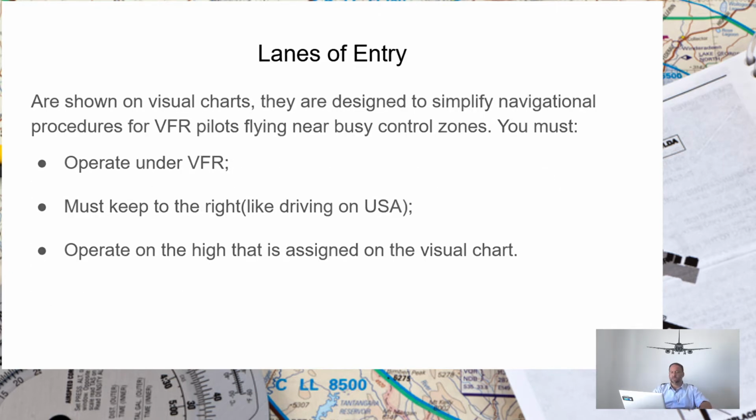Lanes of entry, as shown on visual charts. It's only related to visual charts, right? They're designed to simplify navigation procedure for VFR pilots flying near busy control zones. You must operate on the VFR, must keep to the right, like driving in the United States. I even put that because when I flew in Australia, you drive on the left side, but when you're flying, you keep to the right side. Operate on the height that is assigned on the visual chart. Height. It's written wrongly here. It says high here, but it's height.